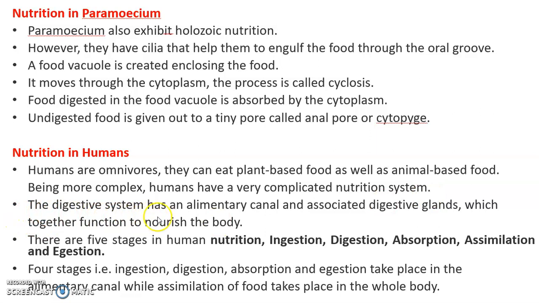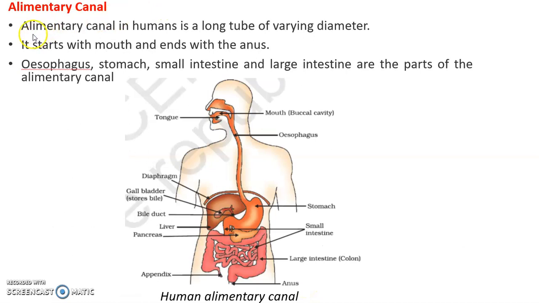The digestive system has an alimentary canal and associated digestive glands, which together function to nourish the body. There are 5 stages of nutrition in humans: ingestion, digestion, absorption, assimilation and egestion. Four stages, that is ingestion, digestion, absorption and egestion, take place in the alimentary canal, while assimilation of the food takes place in the whole body. First we will see what the alimentary canal is.